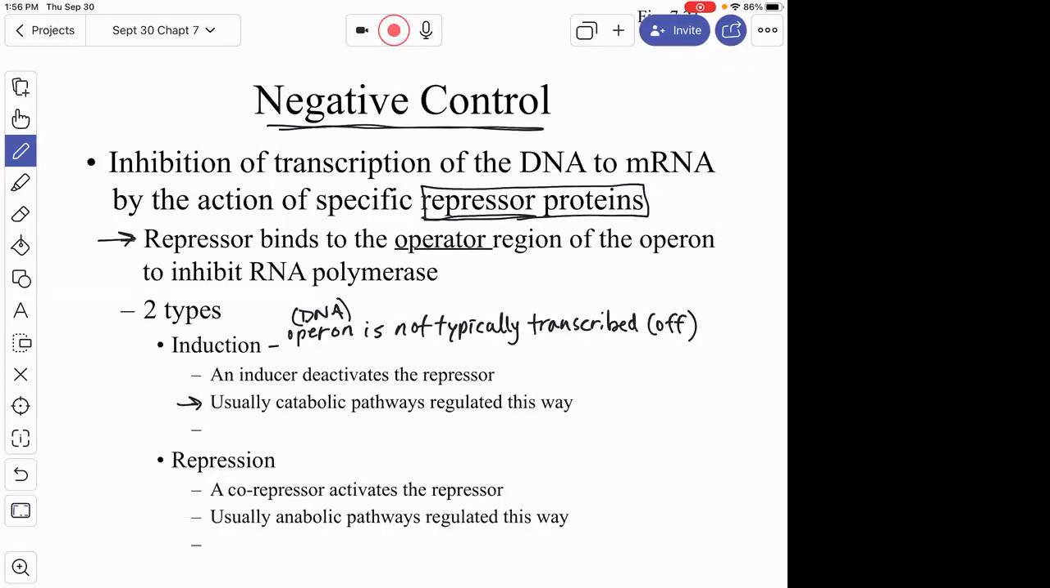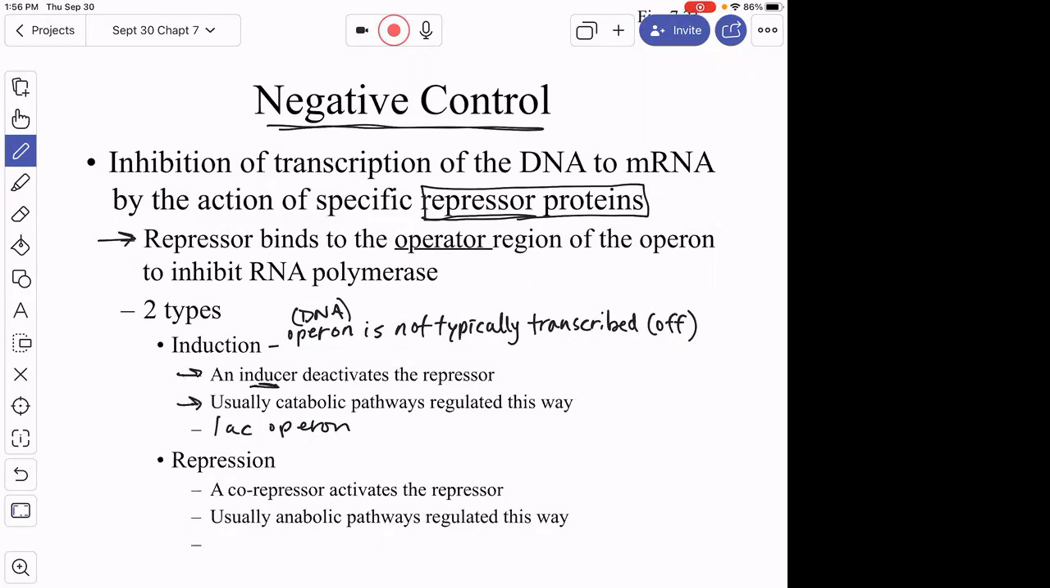So there's going to be some inducer present that deactivates a repressor. And the example that we're going to show here is the Lac Operon. I'm going to look at that in just a minute.